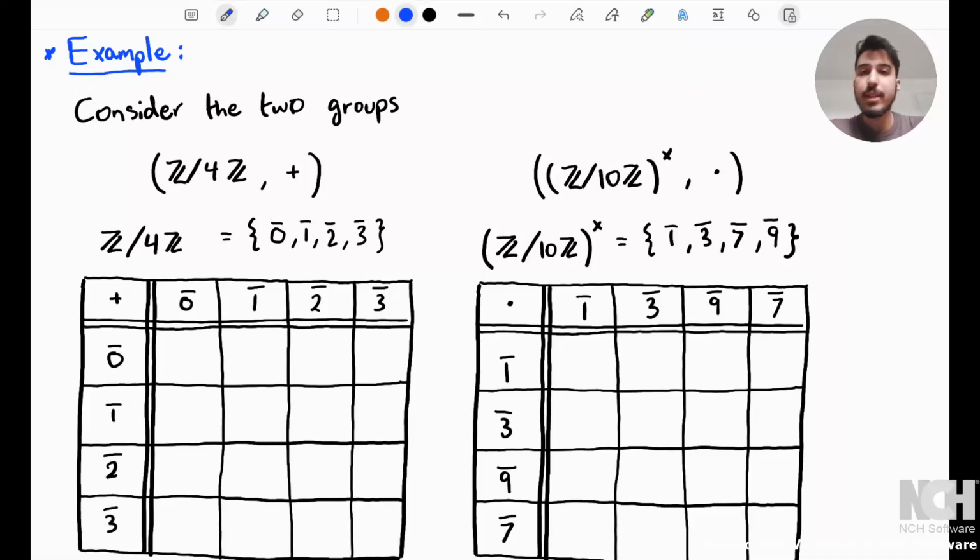Consider 2 groups, Z4 with operation addition, and Z10 star with operation multiplication. For Z4, we have all the numbers between 0 and 3. And for Z10 star, we have all the elements that are co-prime to 10. So it's 1, 3, 7, and 9. For the first multiplication table, we will add the elements together to fill it out. So we have 0 plus 0 is 0, 0 plus 1 is 1, and so on and so forth.